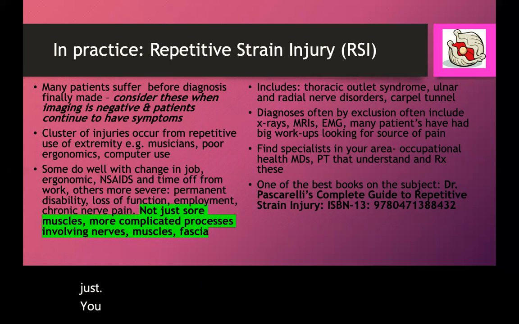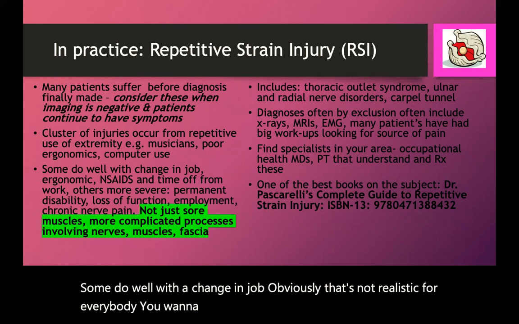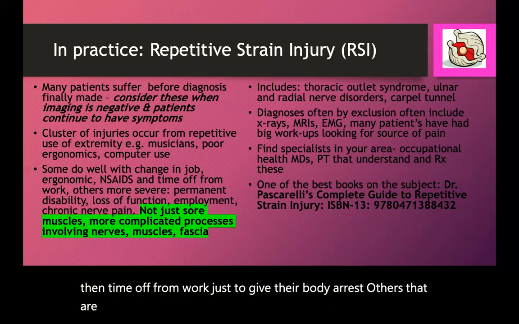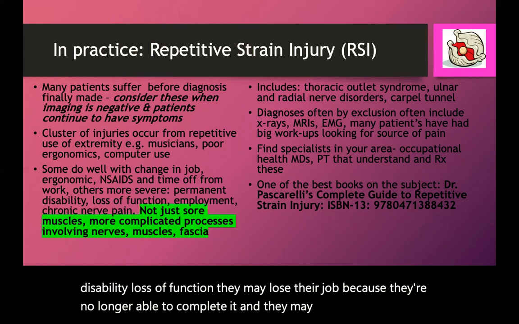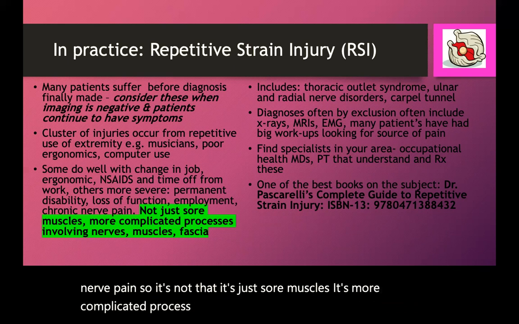position themselves. Some do well with a change in job. Obviously, that's not realistic for everybody. You want to consider putting them on NSAIDs and then time off from work just to give their body a rest. Others that are more severe may end up having a permanent disability, loss of function. They may lose their job because they're no longer able to complete it, and they may suffer from chronic nerve pain. So it's not just sore muscles, it's a more complicated process involving nerves, muscles, and fascia.